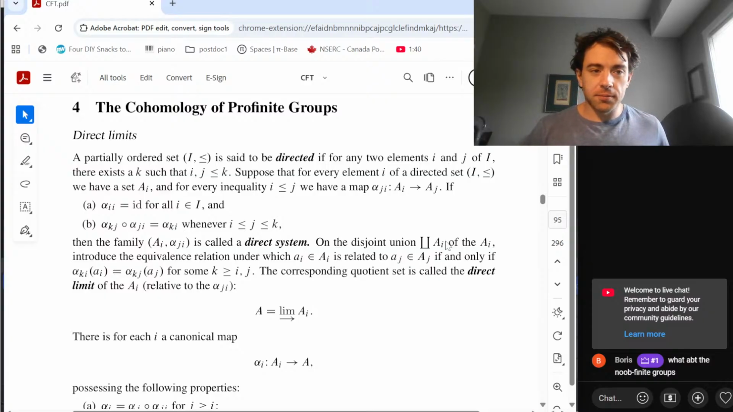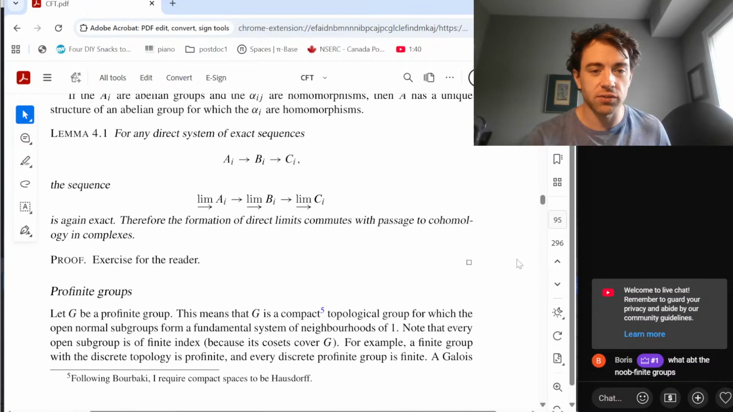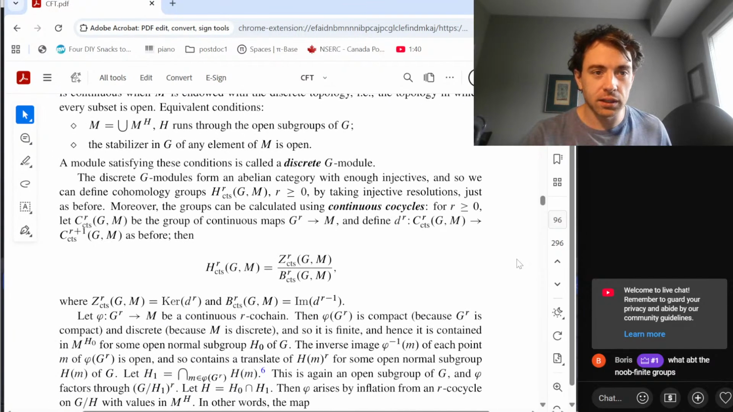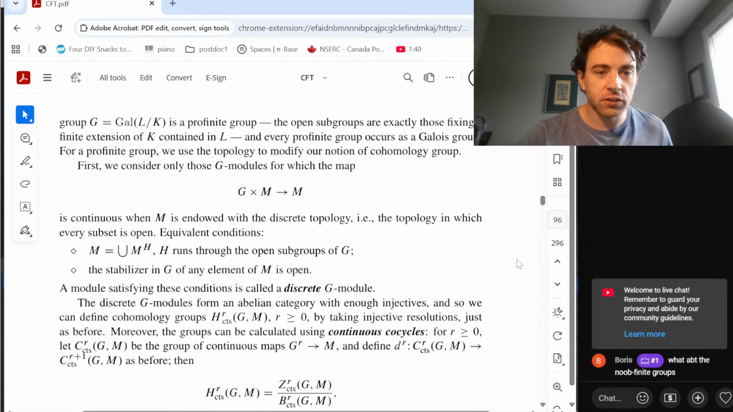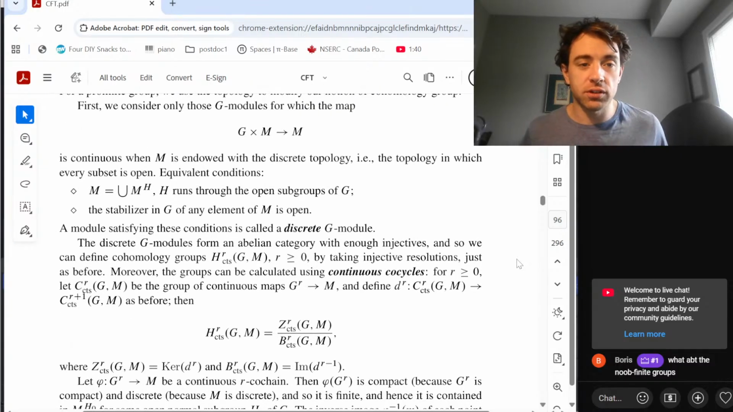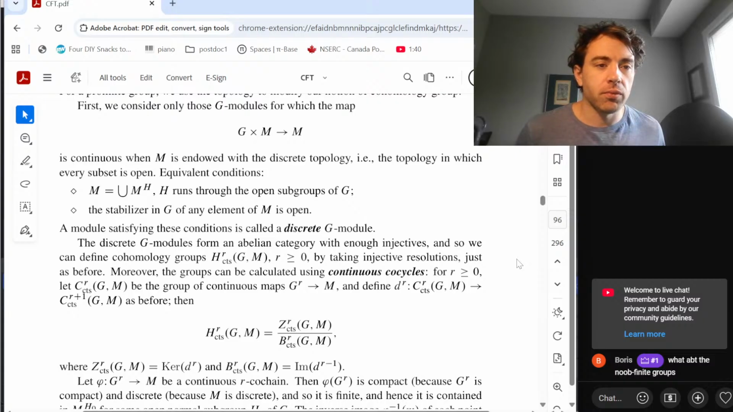Okay. So we've got direct limits. We're just recalling some basic definitions for limits of groups. Now, I guess we want to consider G-modules for which the map is continuous when M is endowed with the discrete topology. Equivalently, the stabilizer of every element is open, and M is the union of the fixed point sets M^H as H runs through the open subgroups.